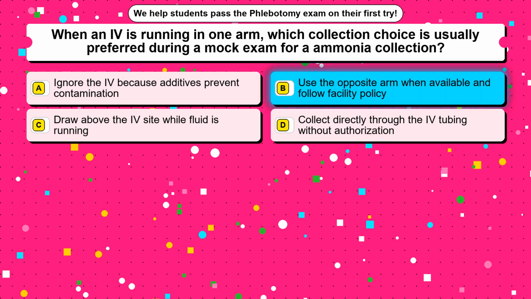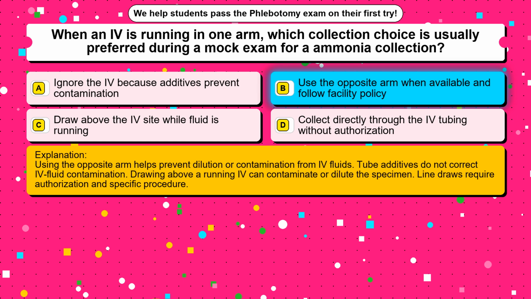The correct answer is option B. Use the opposite arm when available and follow facility policy. Using the opposite arm helps prevent dilution or contamination from IV fluids. Tube additives do not correct IV fluid contamination. Drawing above a running IV can contaminate or dilute the specimen. Line draws require authorization and specific procedure.